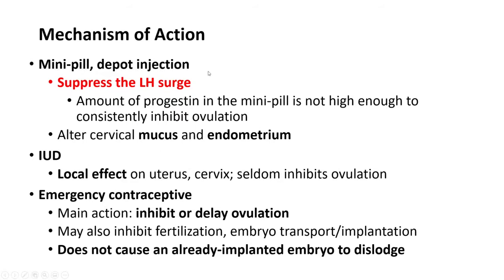So for the mini pill or the depot injection, the mechanism of action will be to suppress the luteinizing surge, and by doing that, we'll block ovulation. We'll also alter the cervical mucus and endometrium development. Being used in an intrauterine device, it will also promote a local effect on the uterus. And like we mentioned, as an emergency contraceptive, the main action will be to inhibit or delay ovulation. It is important to remember that those do not cause an already implanted embryo to dislodge. So if the embryo is already implanted, that is not going to be of any use.